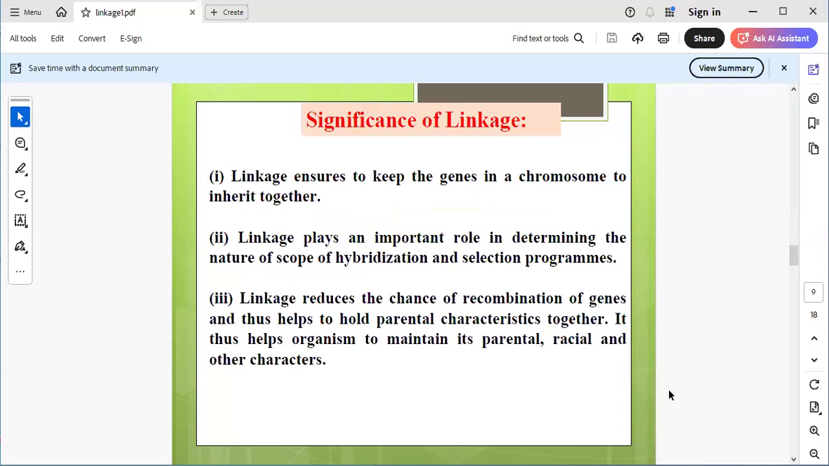What is the significance of linkage? So this linkage ensures that the genes in a chromosome are inherited together.